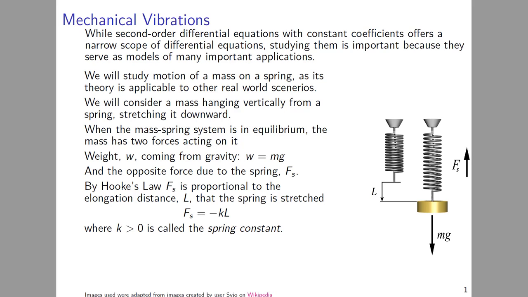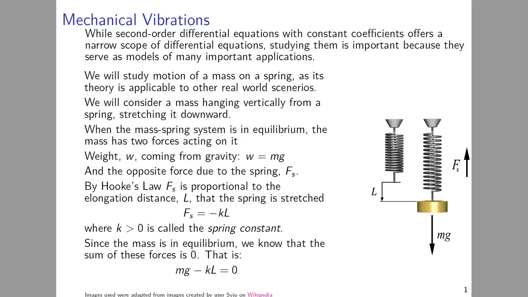F sub s equals negative k times L, where k is that proportionality constant. We call it the spring constant. And since the force is acting in the opposite direction that we pull the spring, it will have a negative proportionality constant. So we'll write this as negative k, where k is positive.